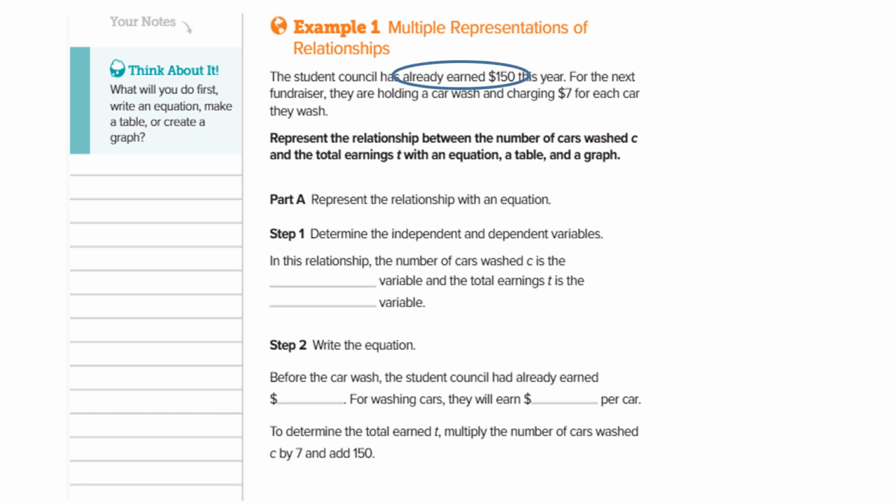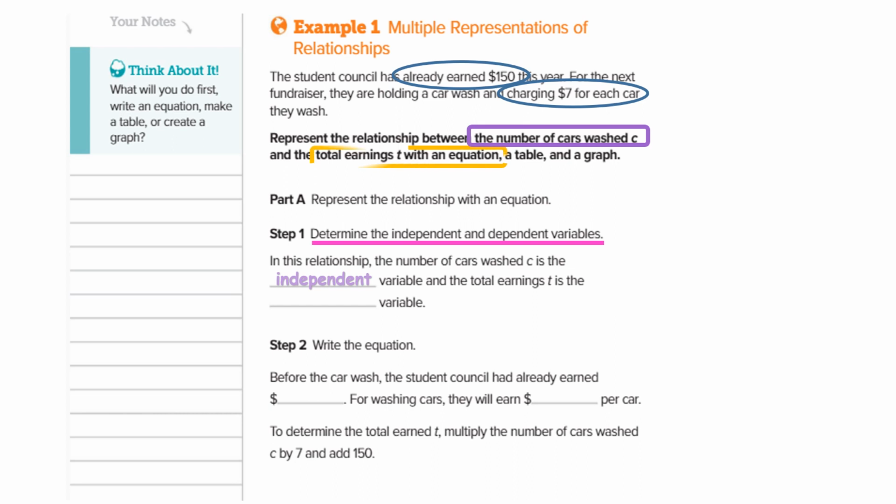So when I see that we've already earned $150 and I'm charging $7 for each and every car that I wash, I have to determine which is my independent and which is my dependent. Once again, my independent is going to be the one that I do my work with. My dependent is going to be my answer. So when I see that my number of cars is what I'm doing the work with, that's going to be my independent, whereas my total earnings, total meaning equal, that's my answer, that's my output, that has to be my dependent variable.